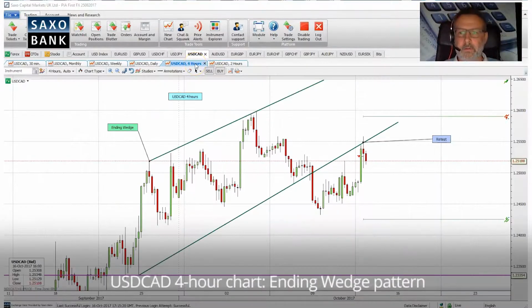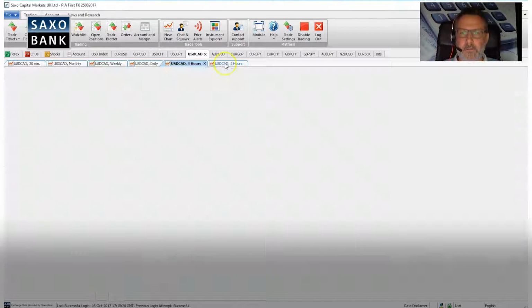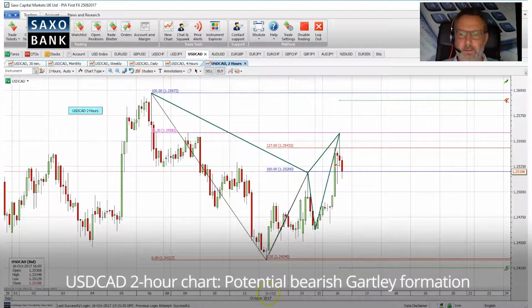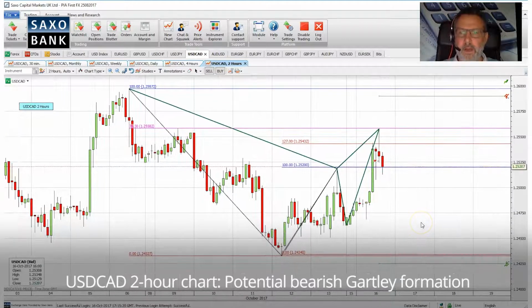If we break down to the 4-hour chart, this is quite an important chart. Here we've got an ending wedge pattern. Yesterday's price action saw a retest of the breakout level, the breakout trend, and we started to move lower. And in fact, if we go down to the 2-hour chart, here we've got another potential bearish Gartley formation.